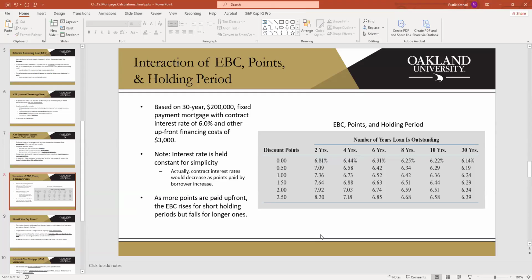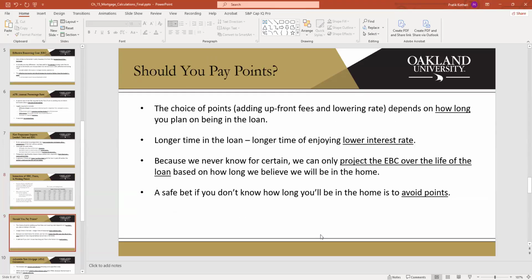Okay. So should we buy points when we are getting mortgages? Well, it depends. What does it depend on? How long you're going to be in that house and how long you are going to have that loan. If you are prepaying the loan or not, that's the decision that you have to make in terms of whether you should buy points or not.